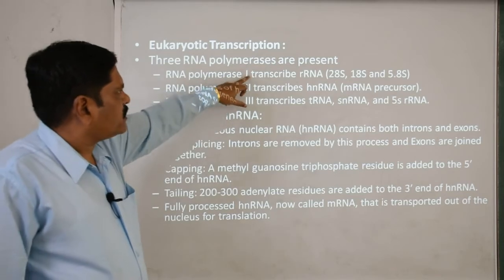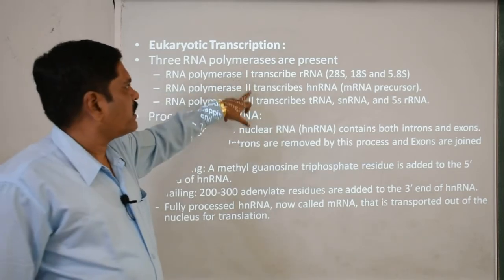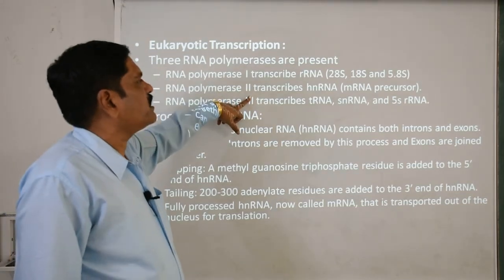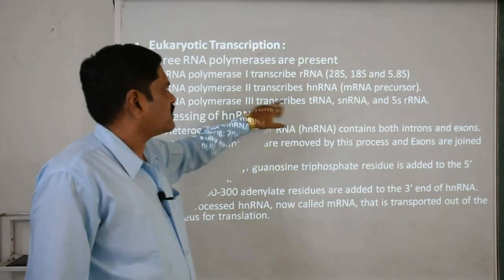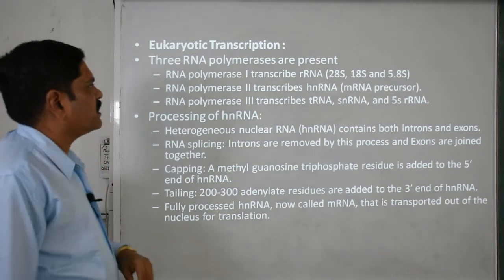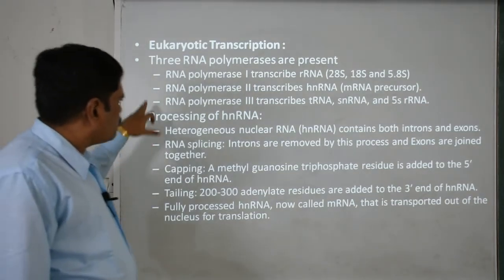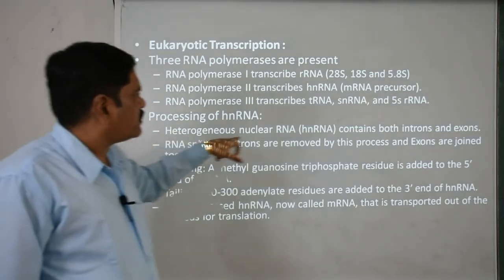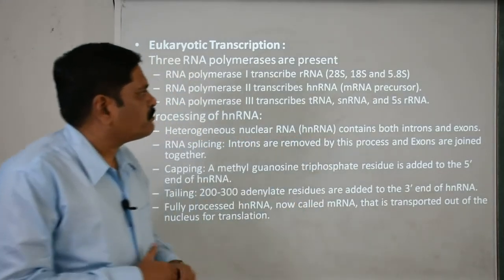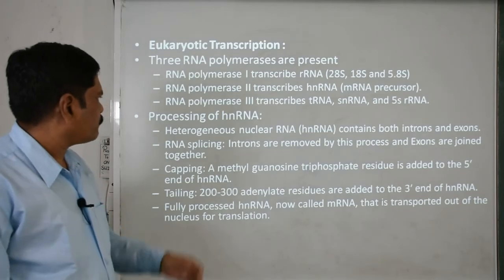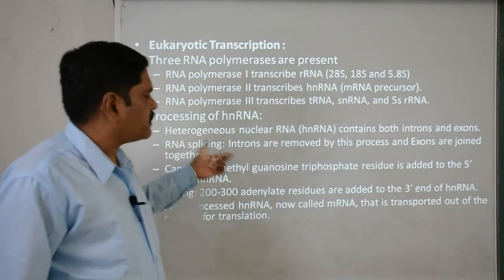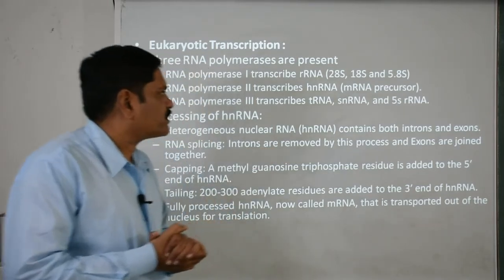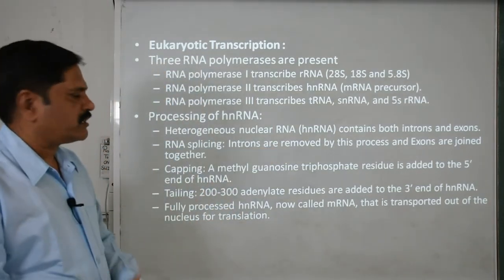This one is responsible for transcribing rRNA. This second is responsible for transcribing heterogeneous nuclear RNA, and this third transcribes the tRNA. Now when the processing of heterogeneous nuclear RNA is performed, this RNA contains both the introns and exons. Then this RNA splicing is there, which is responsible to separate them. These introns are removed by this process and exons are joined together.